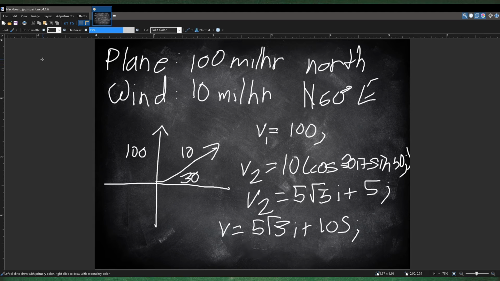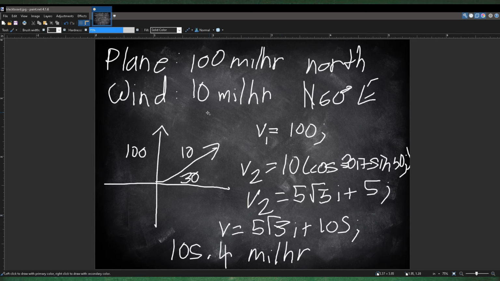So using your calculator, you have 5 square root 3 squared plus 105 squared, and you square root that. And you'll get an overall speed of 105.4 miles per hour, rounded, which is a little bit faster than the original speed because the wind is helping it. So that's how it works basically. So this would be the horizontal speed, vertical speed, and overall speed.